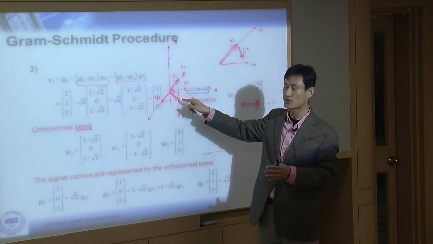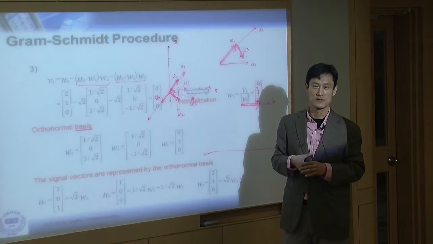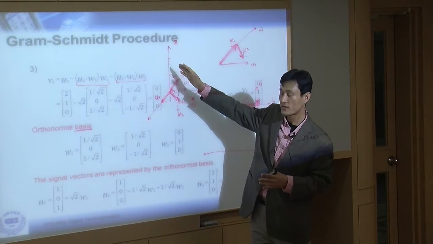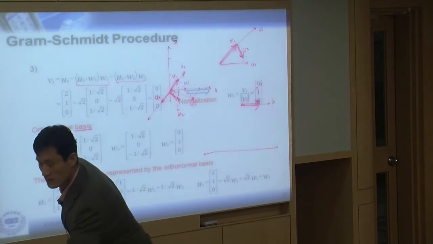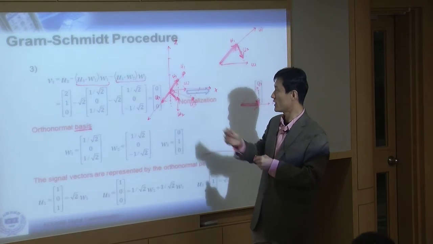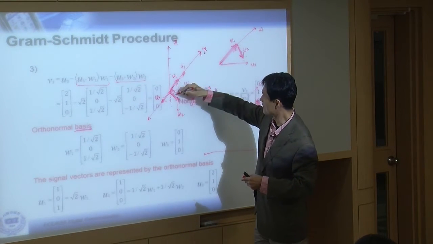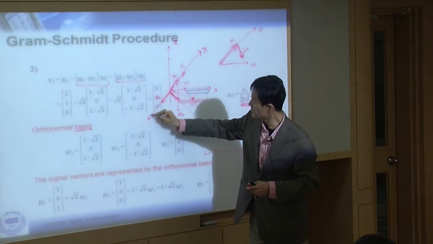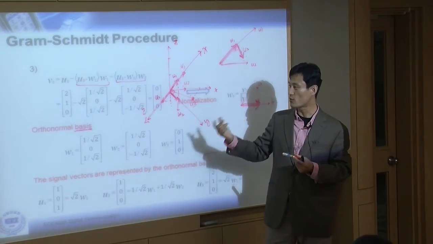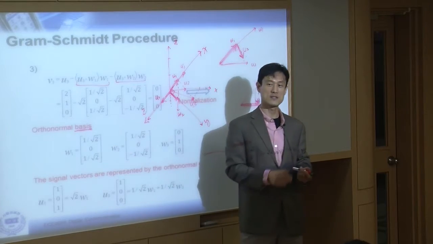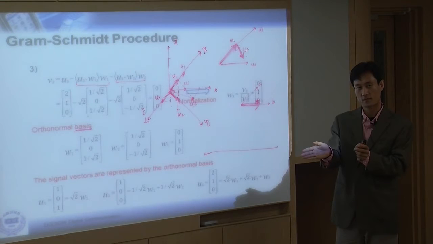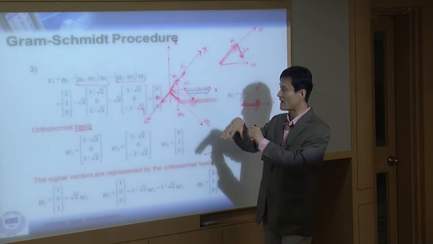But think this way. W1, W2, and W3 are orthogonal, so now this is a new axis. Original X is here, original Y is here, original Z is here. But now everything is changed. After this whole procedure, everything is changed. Now this is X, this is Y, this is Z. Think about it that way. That's why we call this a basis. What is a basis? A basis is a set of basic vectors that decide the whole space.